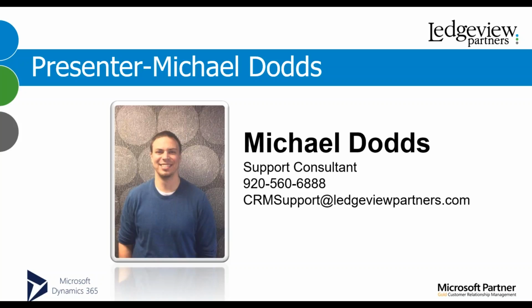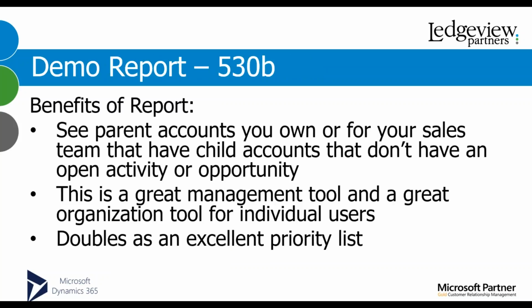We got some great topics to talk about today. First, we're going to talk about 3 different reports. And these are 3 reports that were either most commonly used by our users or ones that we've received the most questions on. So we're going to start with 530B, which is a 360 view of the parent accounts that don't have an open activity or an open opportunity.